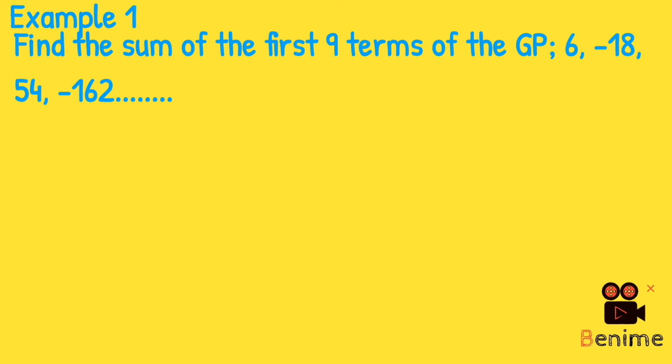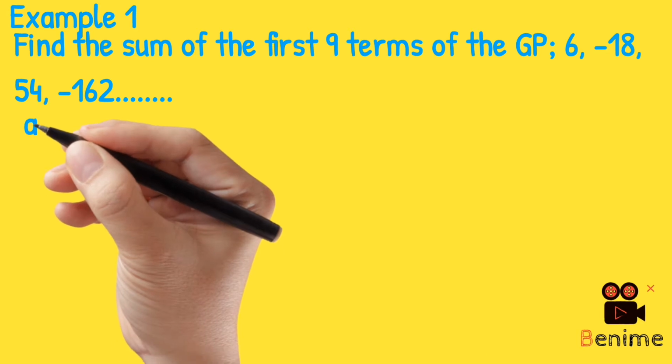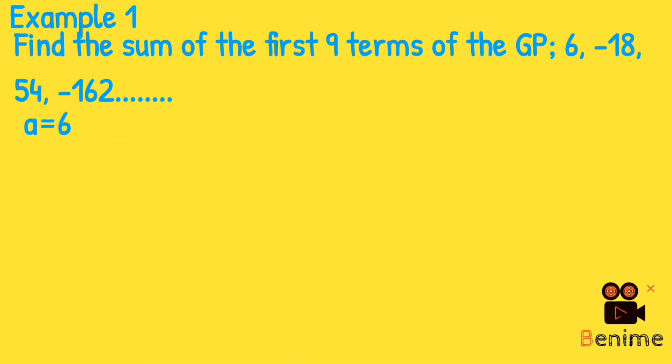What is clearly stated in the question is that the first term in the GP is 6, so A is equal to 6. They also said it's the sum of the first 9 terms, so n in this case is 9. So A is equal to 6, n is equal to 9. Those are the two pieces of information that were clearly given.